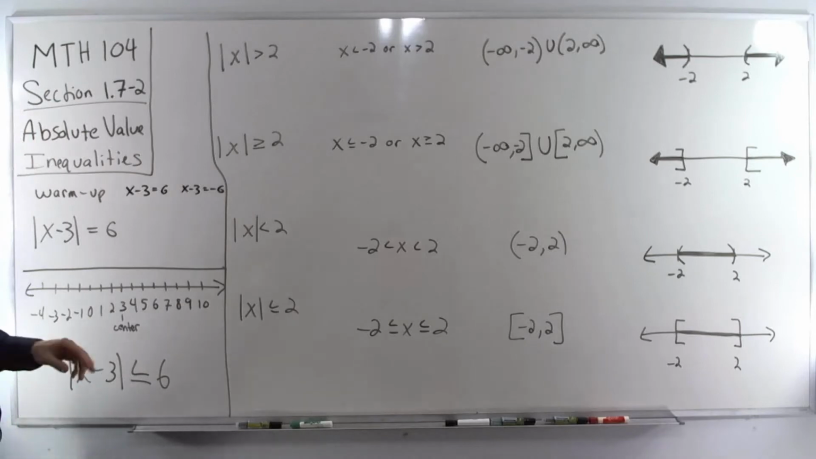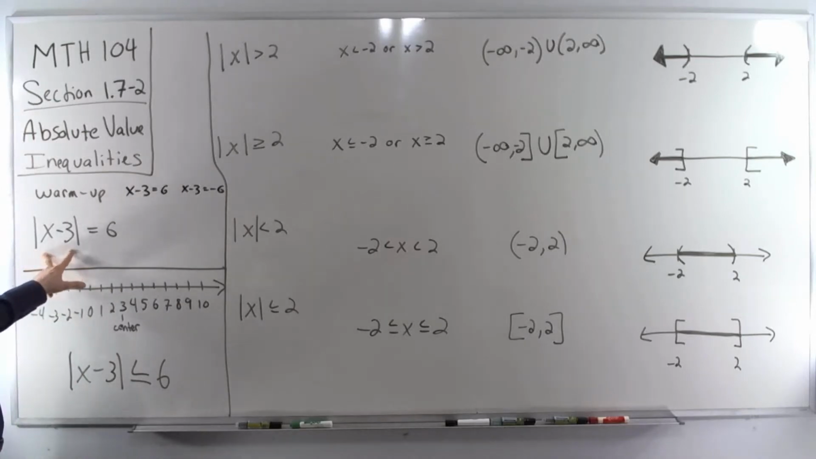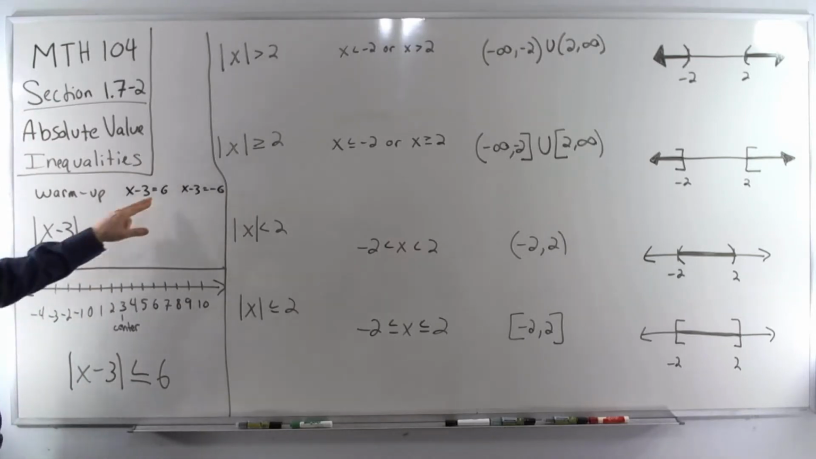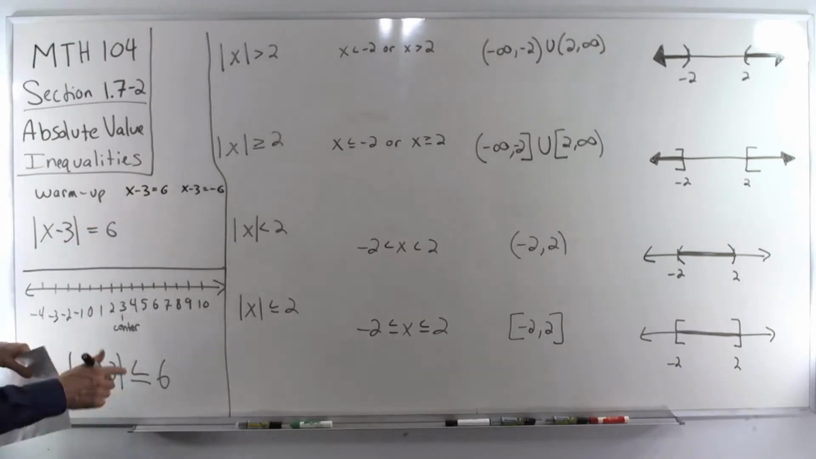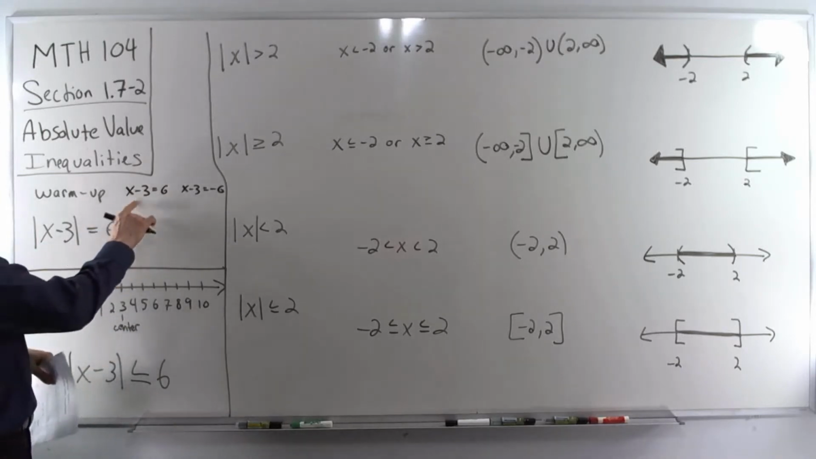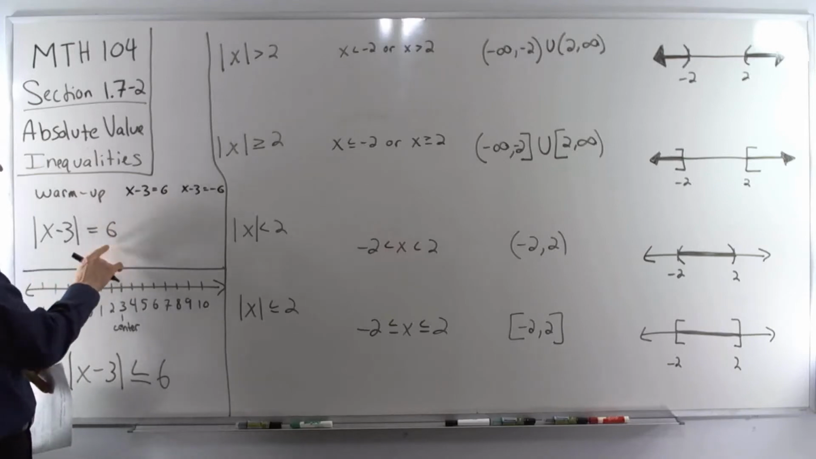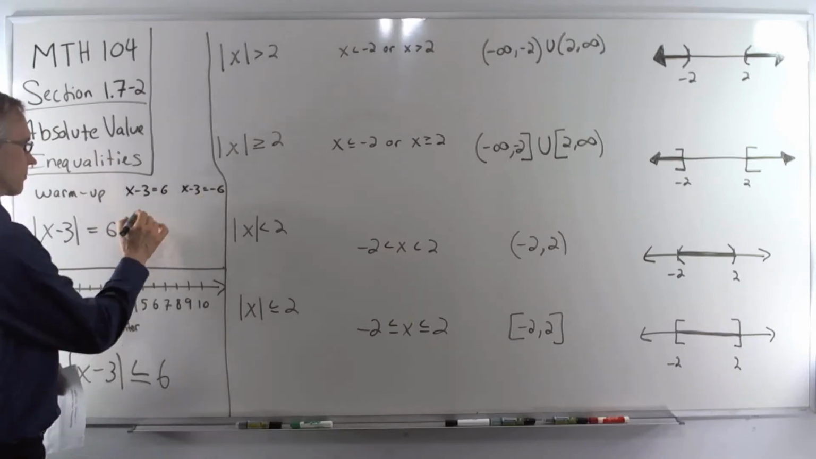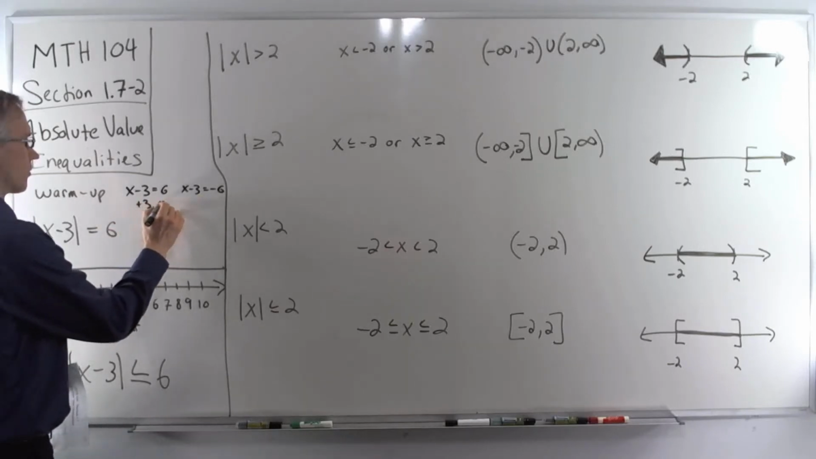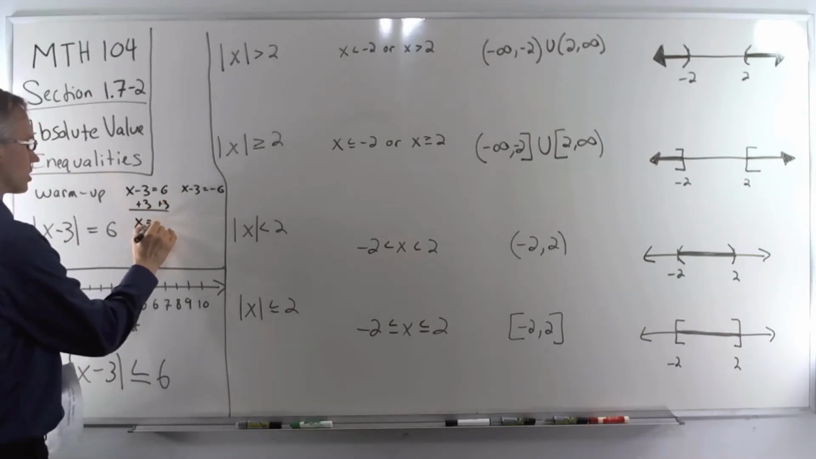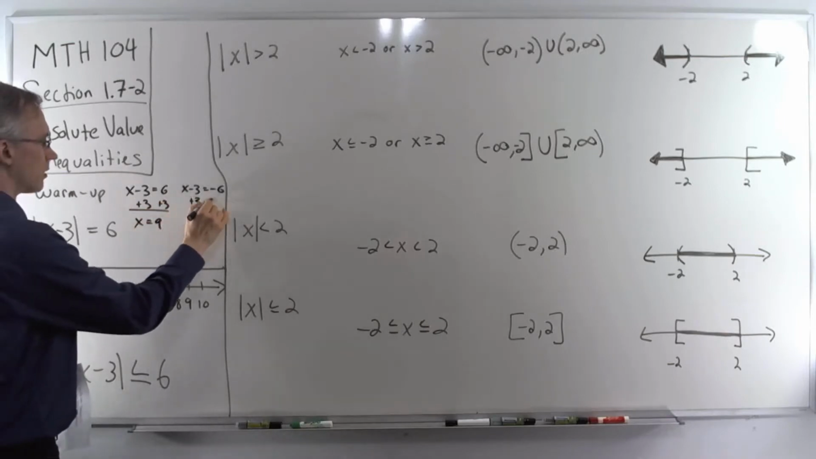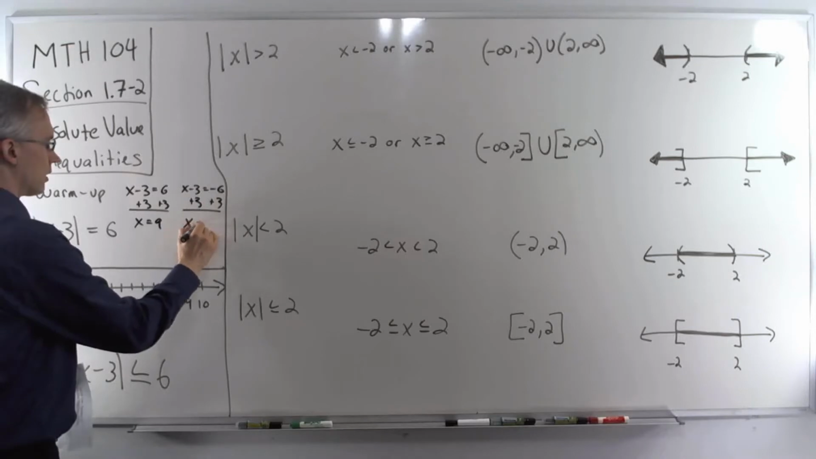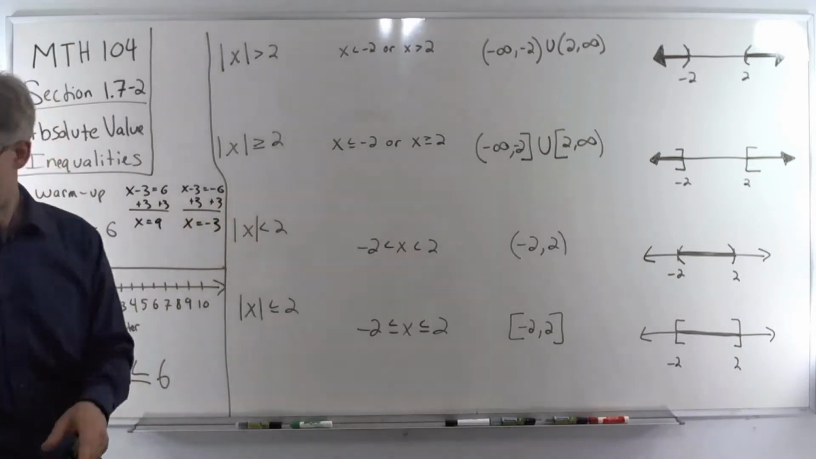Like we saw yesterday, since the absolute value is isolated, we can split it up into two equations. One of them is the equation without the absolute value bars, and one of them is set equal to the opposite of the other side. So we get x equals 9, and x equals -3.